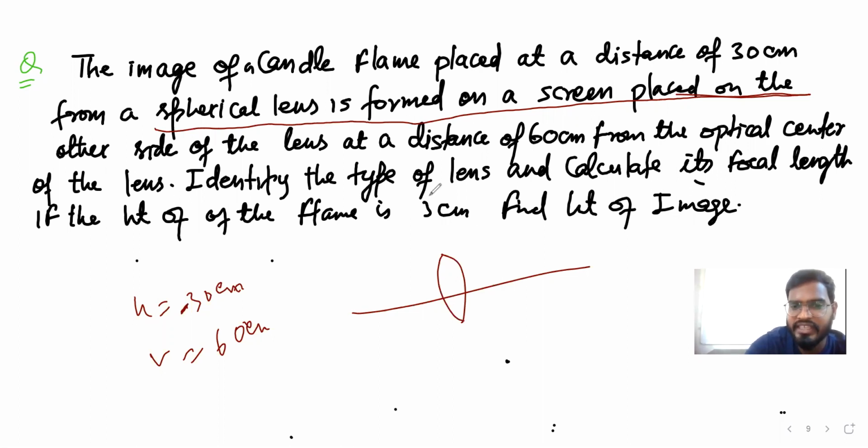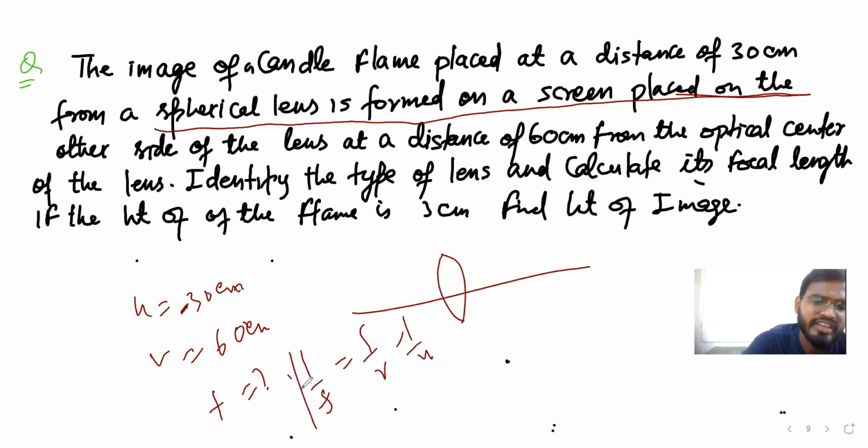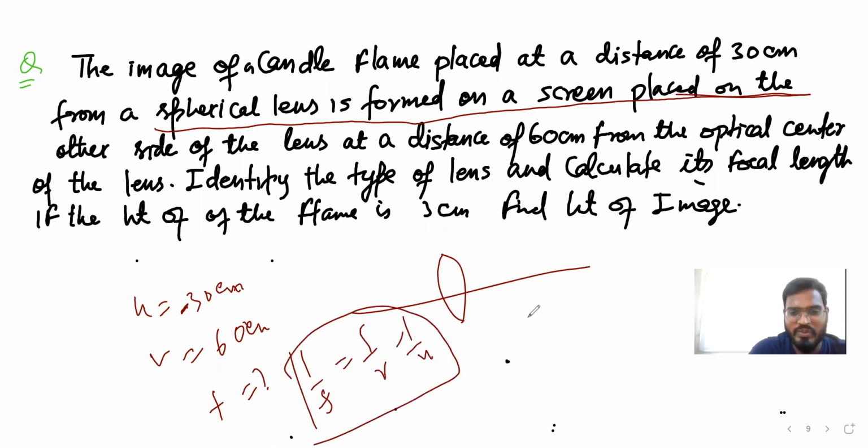They are asking to identify the type of lens and calculate its focal length. Focal length is equal to what? We can say 1 by f. You want to find 1 by f is equal to 1 by v minus 1 by u. Calculate it, you will get the answer. I am not going to do it.